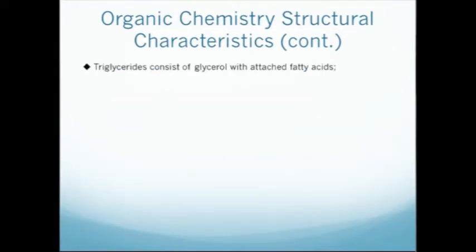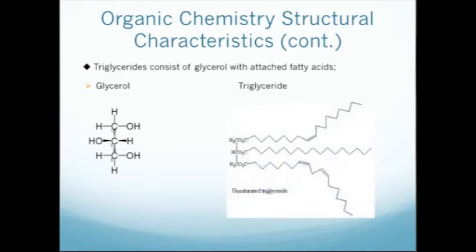Triglycerides consist of glycerol with attached fatty acids. So this is what glycerol looks like. It's basically a 3-carbon chain with 3 hydroxy groups on it. That's the OH group. And then in a triglyceride, you've got long-chain fatty acids that tack onto that OH group.